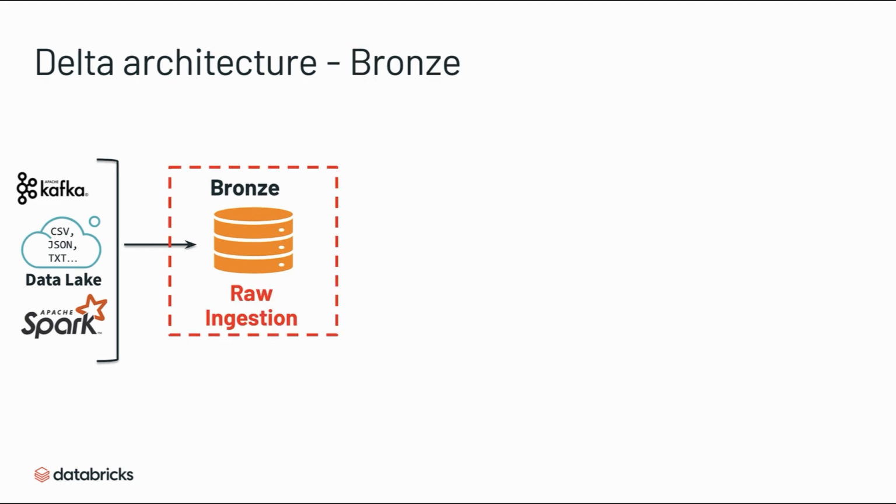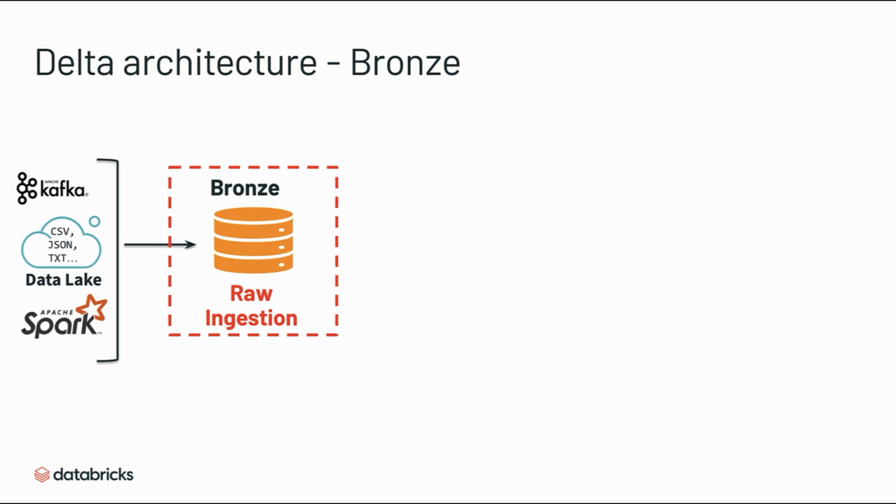This bronze table contains raw data ingested from various sources. It can be IoT data, for example. Maybe they're JSON files, for example. Data in those bronze tables are often kept for years. This is what we talked about, that an organization can keep it in that table for years until they decide what to do with it.